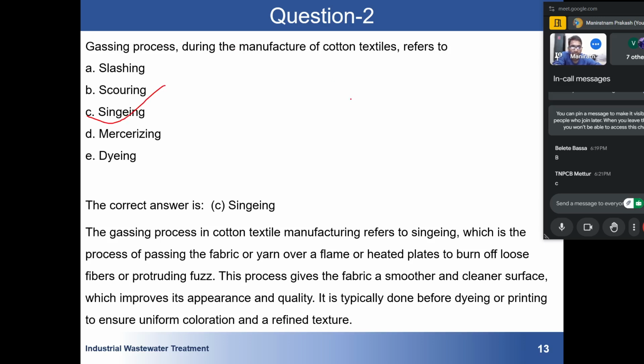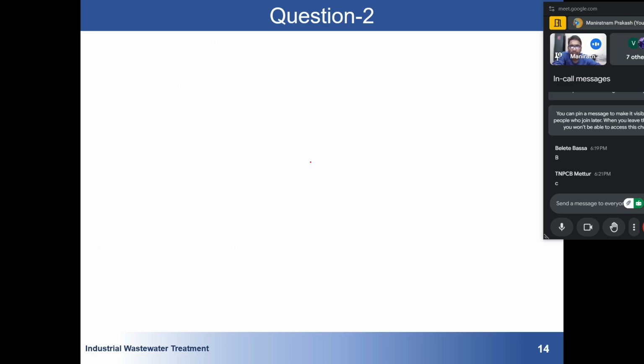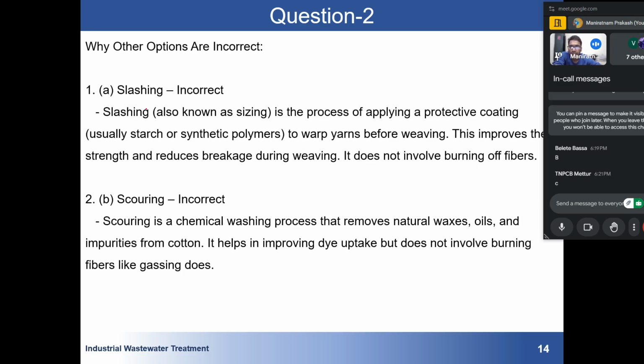So I think these are direct questions about other processes. What is slashing? Slashing, also known as sizing, is the process of applying a protective coating to warp yarns before weaving. This improves the strength and reduces breakage during weaving. This does not involve burning of the fibers. Burning is only done during the gassing phase, but slashing is an entirely different thing. It's like applying a protective coating.